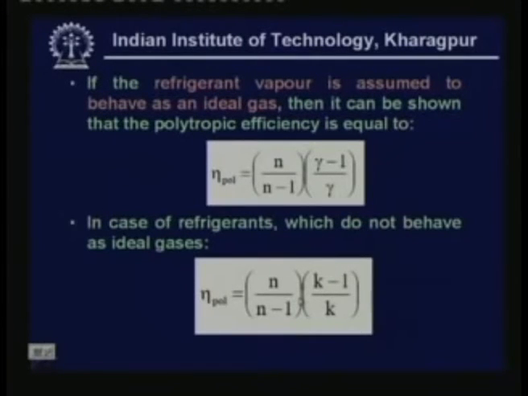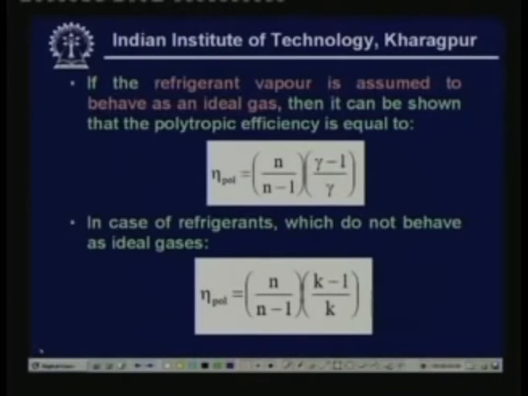And if the refrigerant vapor is assumed to behave as an ideal gas, then it can be shown that the polytropic efficiency is equal to this expression. So under the assumption that refrigerant is behaving as an ideal gas, we can get a very simple expression for the polytropic efficiency in terms of the index n and gamma, and gamma, as you know, is the specific heat ratio Cp by Cv. Okay. So this equation is valid only for the ideal gases.